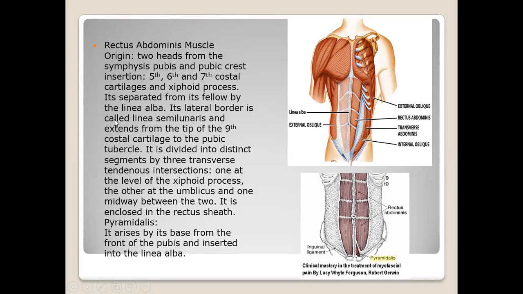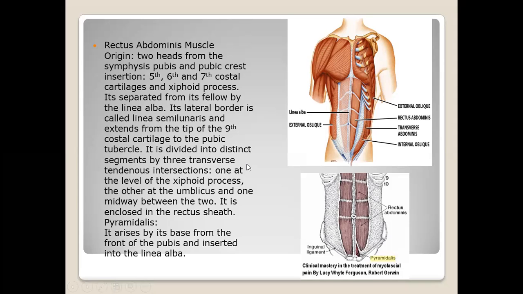Its lateral border is called the linea semilunaris. On the lateral side of this rectus abdominis, we have one more line. This is called the linea semilunaris on the lateral side. In the center, we have the linea alba. On the lateral side of this rectus abdominis, we have the linea semilunaris, extending from the tip of the ninth costal cartilage to the pubic tubercle. It runs all the way up to the pubic tubercle. This is called the linea semilunaris, and this is the linea alba. There are two important lines here.